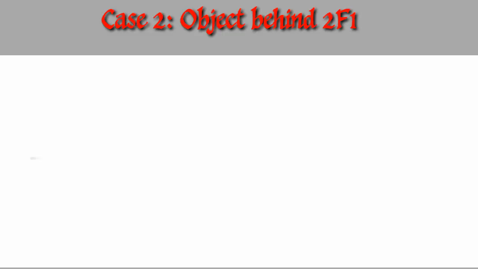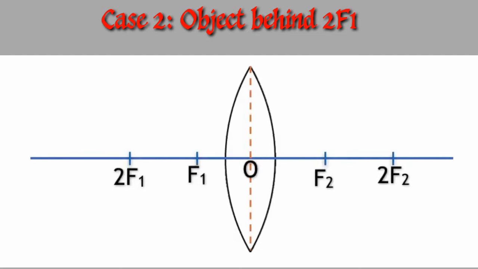And the second case, when the object is behind 2f1. We have to consider an object behind 2f1 in contact with the principal axis. Then from the topmost point of that object, we have to consider 2 light rays. Here, the first one we can consider is the light ray that moves parallel to the principal axis. Then after refraction, what happens? It moves through the focus.